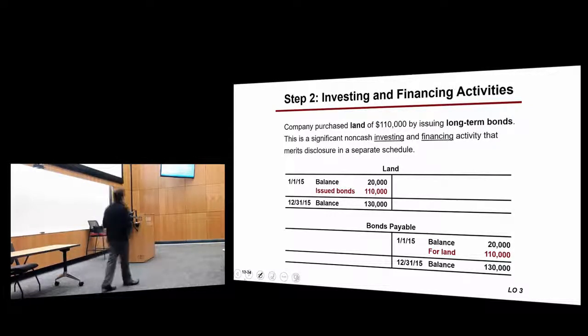Investing activities and financing activities. Investing activities: you look at, for example, purchases and sales of lands and of equipment, etc., and debts and stuff. So the company purchased land of 110,000. Where did we find this information? In the additional information, right? Remember at the bottom, it said the company acquired a land by issuing 110,000 of bonds.